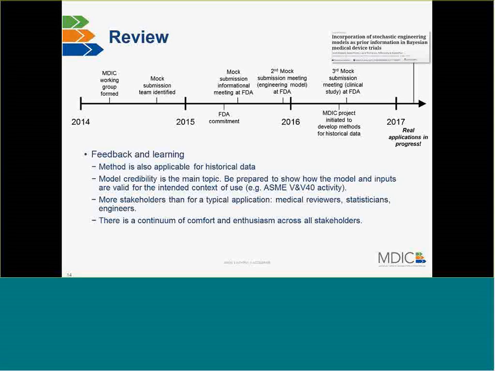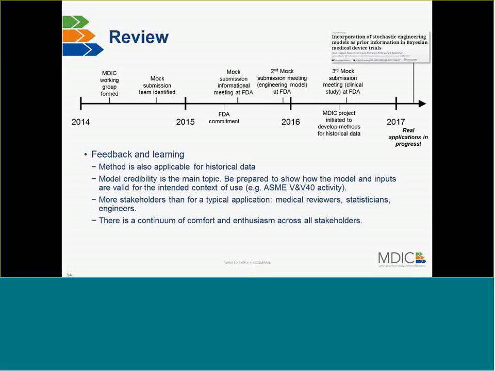So we certainly learned some things along the way. The process started in about 2014, so it was about 2.5 years or so from start to finish. We wrapped up the last of the mock submission activities this past fall. One of the things that we learned was that this method is also very applicable for using historical data. The engineering considerations that demonstrate that a historical device is going to be similar or have the same kind of performance as a new device in many ways resemble what you might do if you're doing simulated outcomes in the first place. So that was a really useful finding.